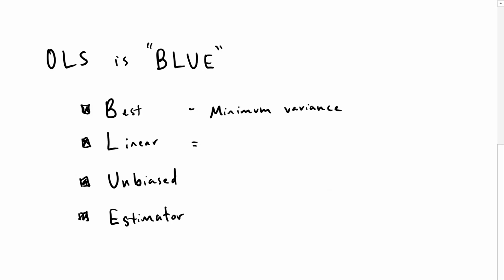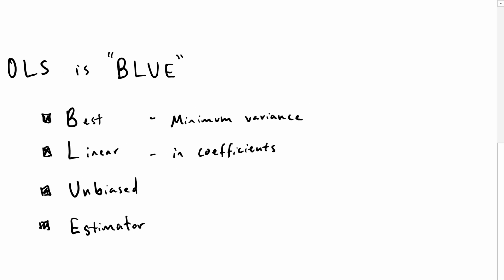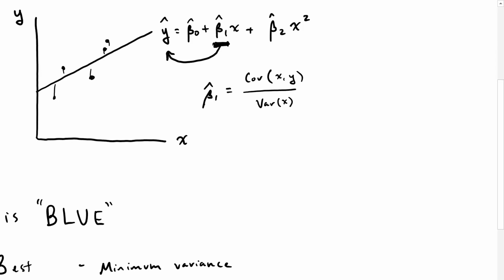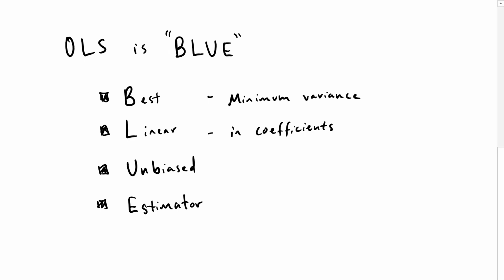Linear means linear in coefficients. All of these here, this is a linear equation. We could also have something like plus beta 2 x squared, and that would be fine because even though the variable is squared, the coefficient is still linear. So it's linear in the coefficients.